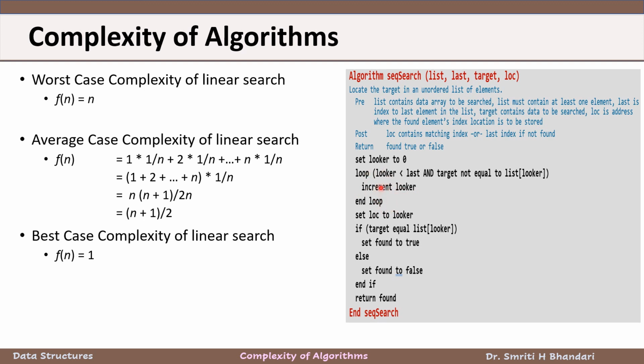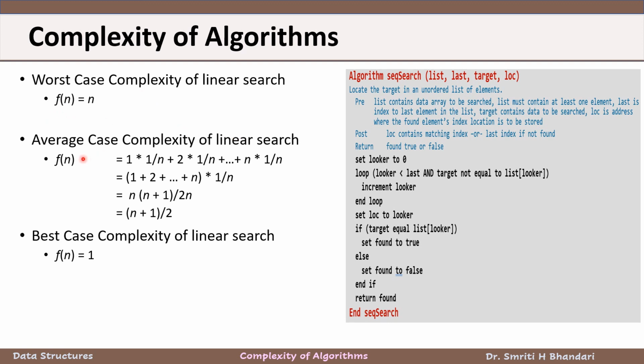If the element is located at the last position, or if no element is found, then obviously we are going to execute this loop n number of times if we have n elements in the list, right? If I have 10 elements in the list, and the element that I am looking for is located at the last position, or there is no such element in the list, then in both situations this loop gets executed n number of times, right? So worst case complexity of linear search would be f of n equal to n, right?